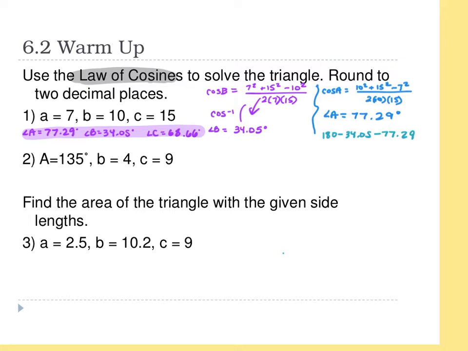Questions on that one? Okay, then comes 2, which is side angle side. I know that because I have one angle and I have one of each letter. So side angle side, I have to find first the missing side, and then I can find the rest of the angles. So my missing side is side A.